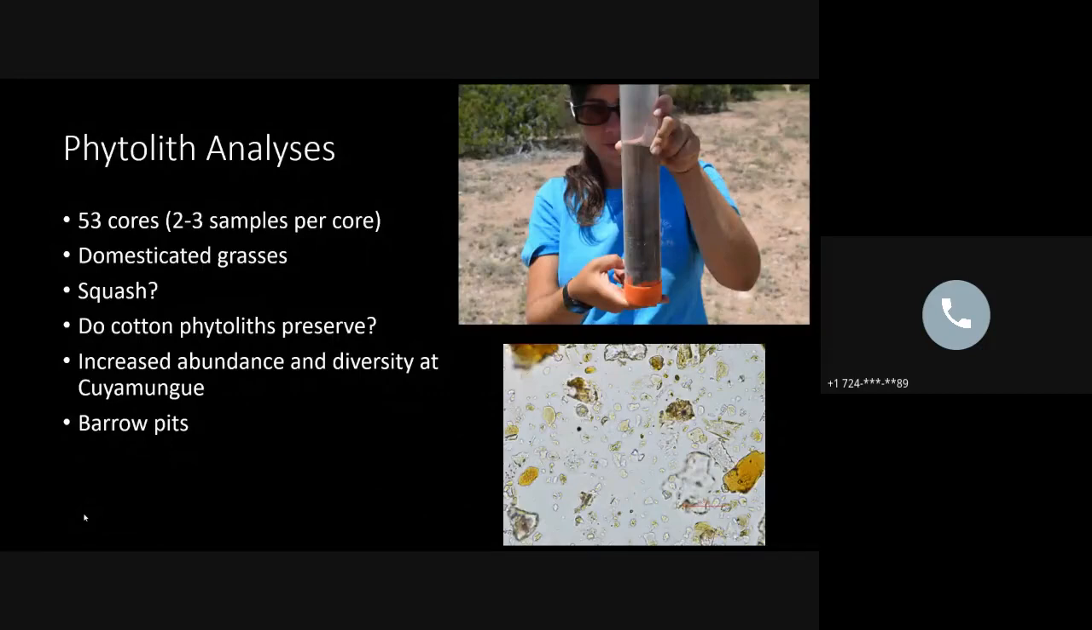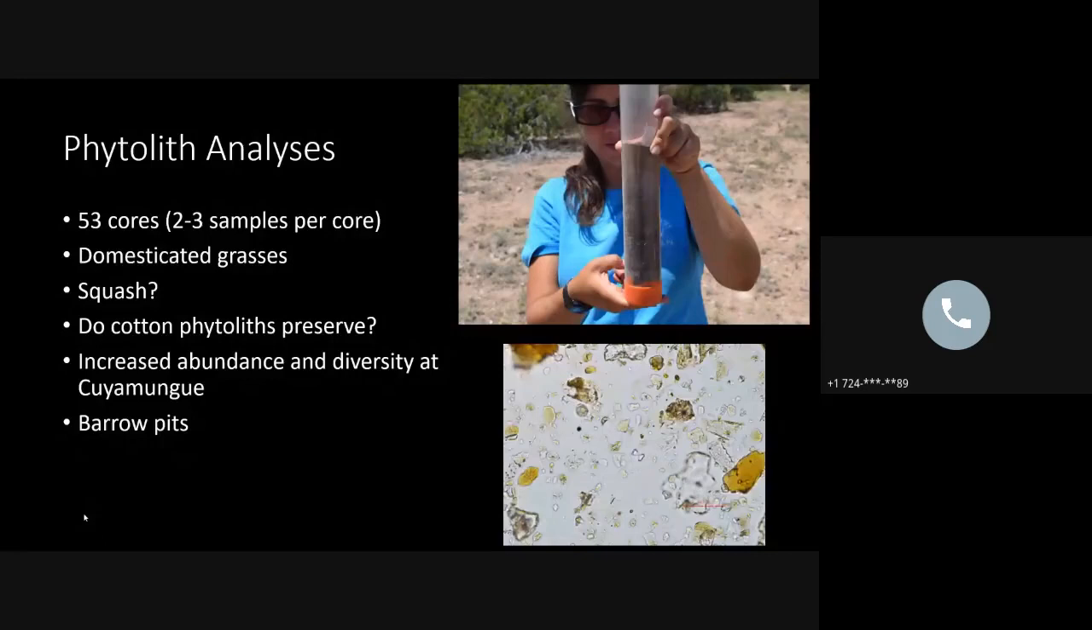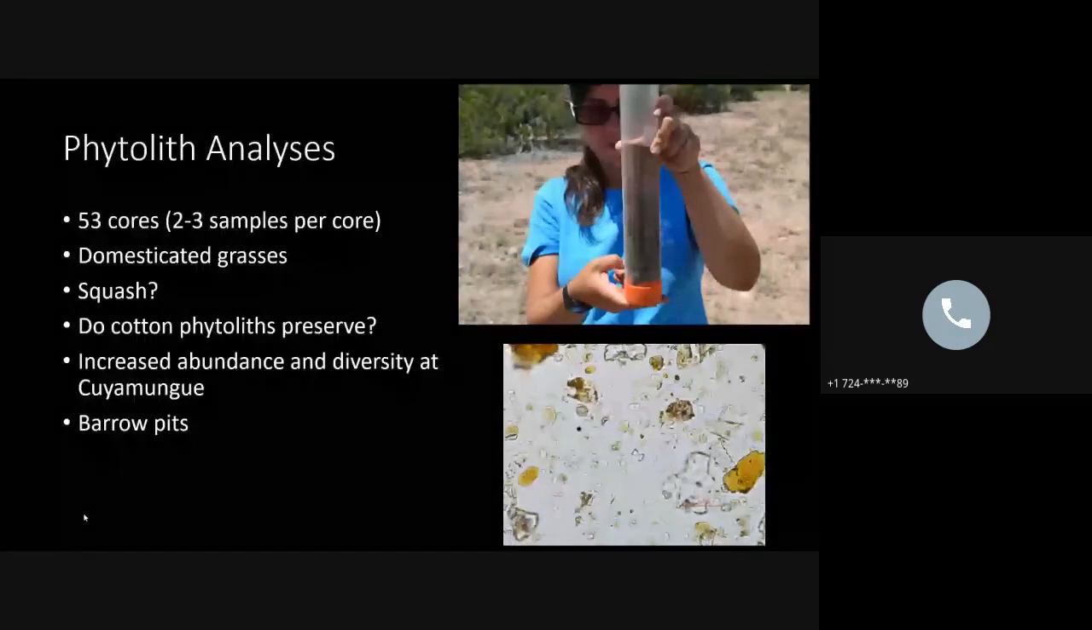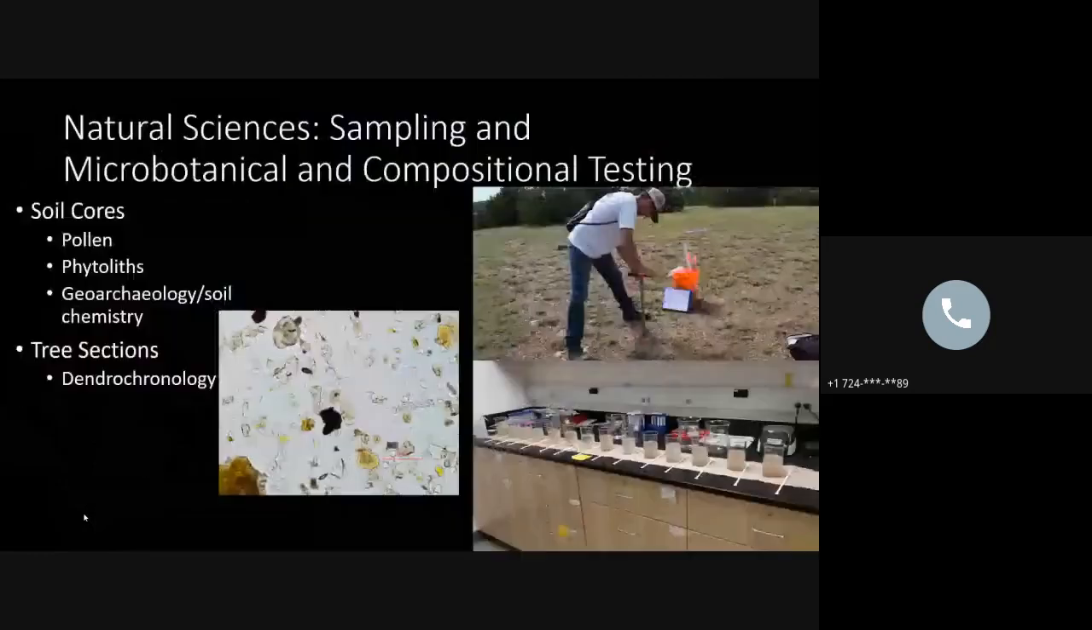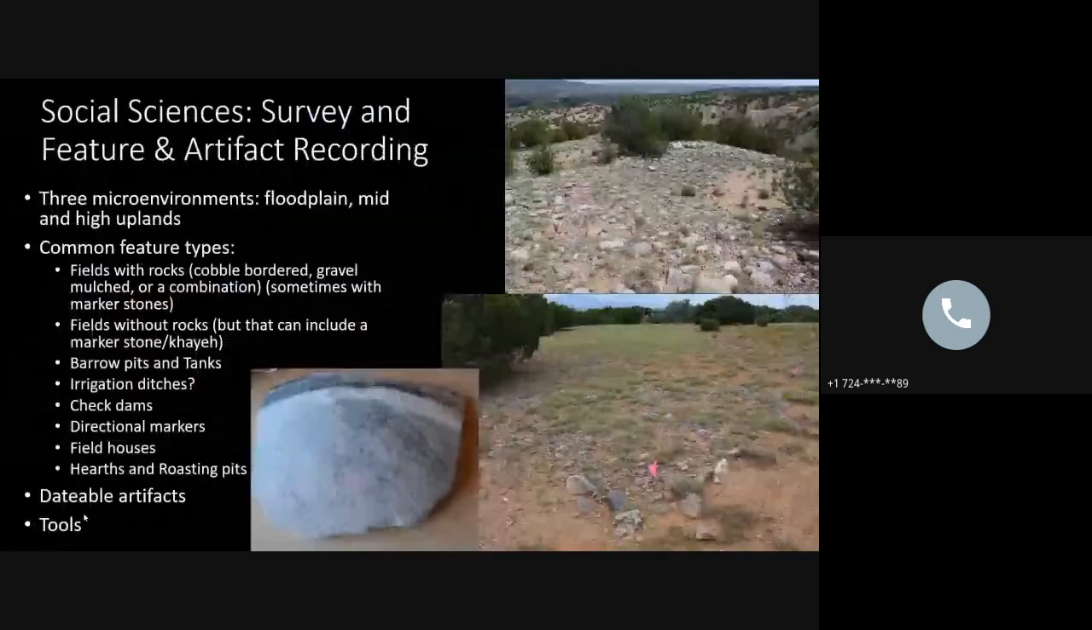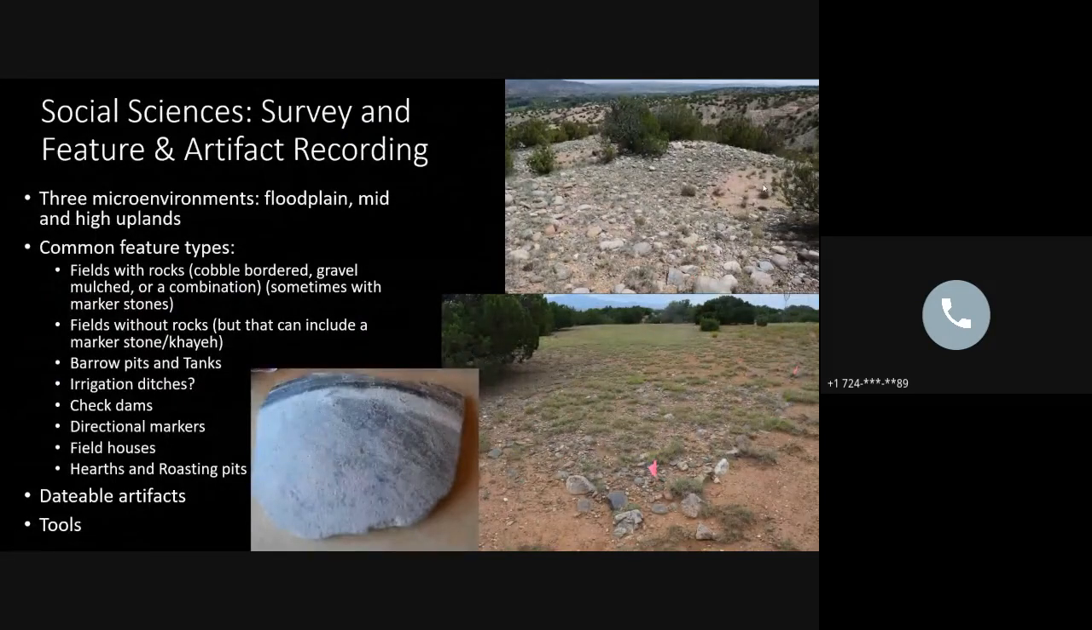The phytolith analysis supports the pollen analysis in that we see an increased abundance and diversity of agricultural plants at Kuyunmunge. And we also see the utility of the barrow pits. The barrow pits, if you remember, we'll go back up to find them. They are these features in the upper right here. They're these depressions that are sort of ringing the edge of the ridge around the gravel mulch fields.